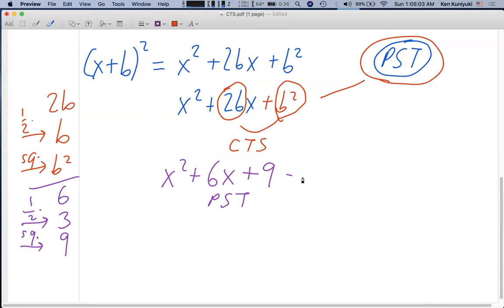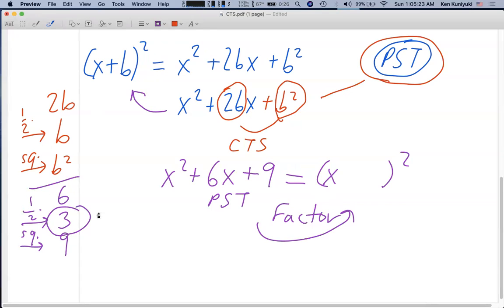Now, how do you factor this? Well, if you look at this backwards, you have a guide. You're going to get the square of what? Again, when we factor, what do we get? We get the x, all right? And then we get the plus b, which is really the middle number over here, positive 3. X squared plus 6x plus 9 factors as the square of x plus 3.